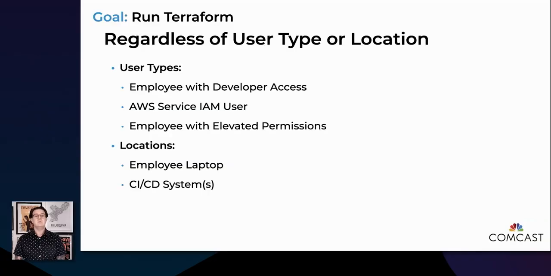And finally, we want to be able to run that code regardless of user type or location. You might have different user types, different access levels. Your regular developers have a certain access level. Your other employees have elevated permissions. They might be able to do network-related things that not everyone can. You also have your service users that you use for your CI/CD. Finally, locations. We want to be able to run it from the employee laptops, but also in our CI/CD systems.